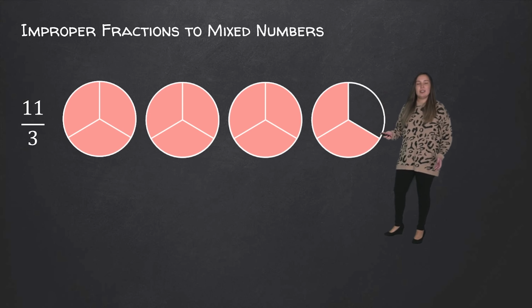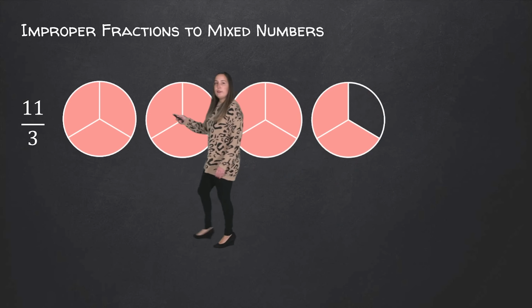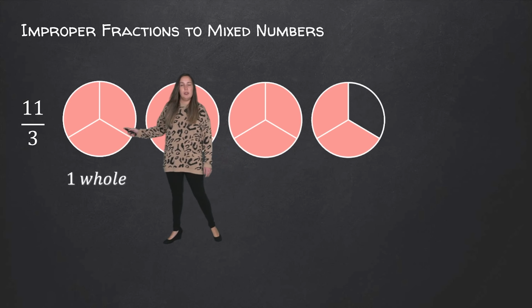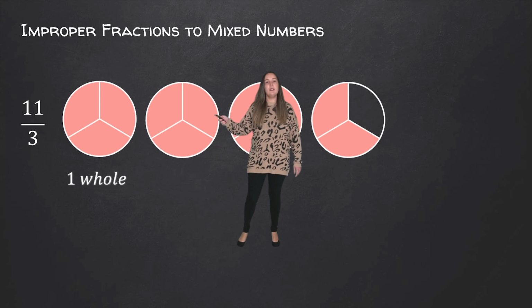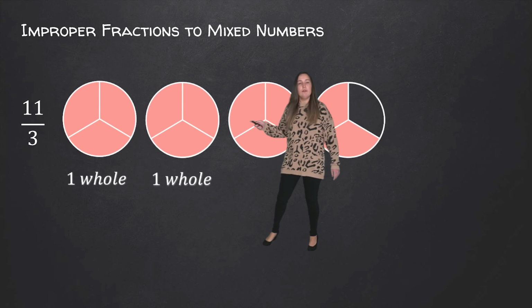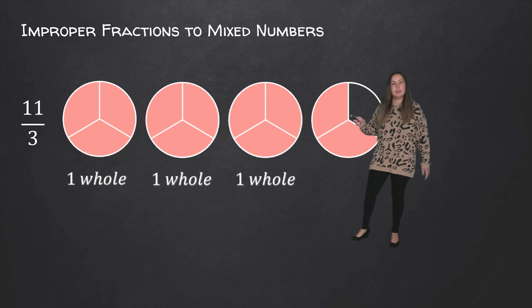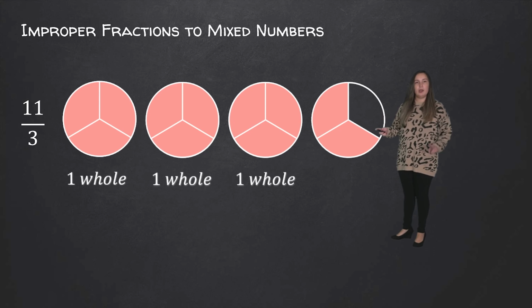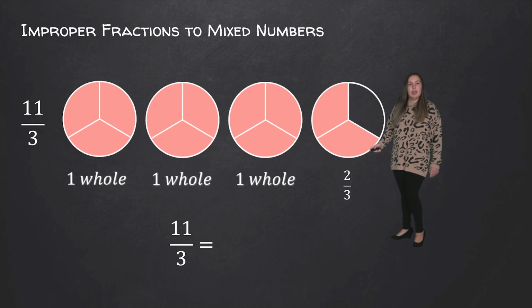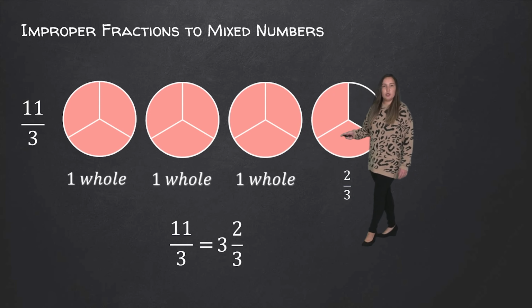So now that we have 11 parts shaded in, let's see what we have. So our first circle, we have a whole because all parts are shaded in there. For our second circle, we also have a whole because all of these parts are shaded in. For our third circle, we have another whole because all parts are shaded in. And for this last circle, we only have 2 of these 3 pieces shaded in. So we have 2 over 3. Now, 11 over 3 is equivalent to 3 and 2/3 because we have 3 wholes shaded in and 2 out of 3 here.